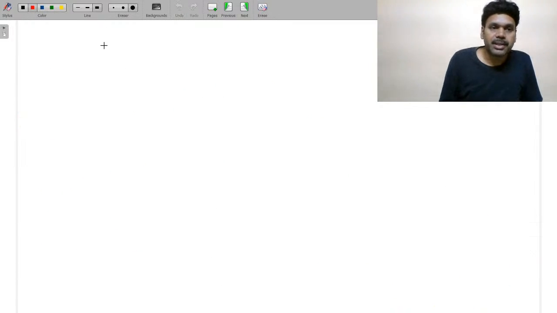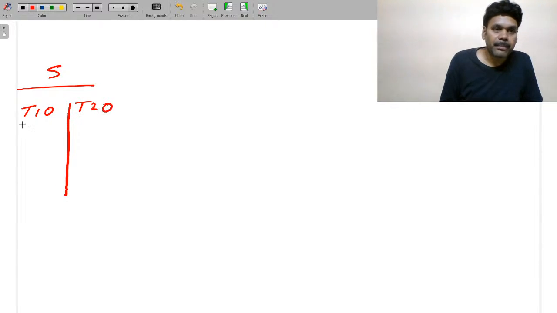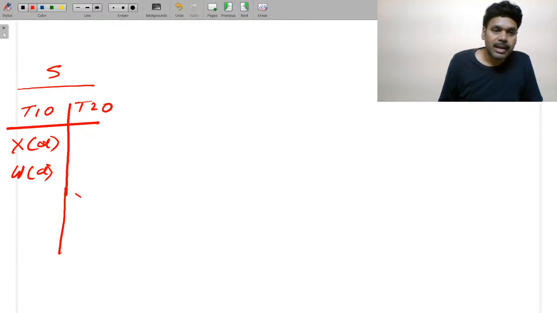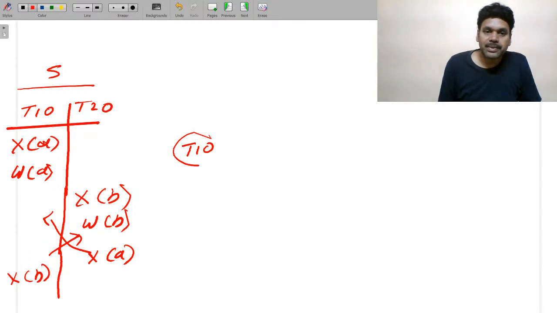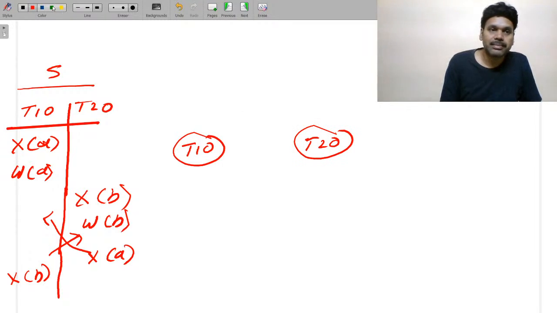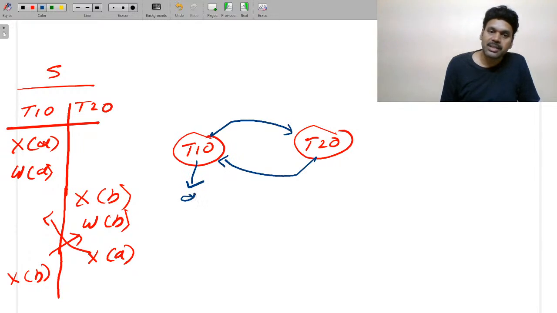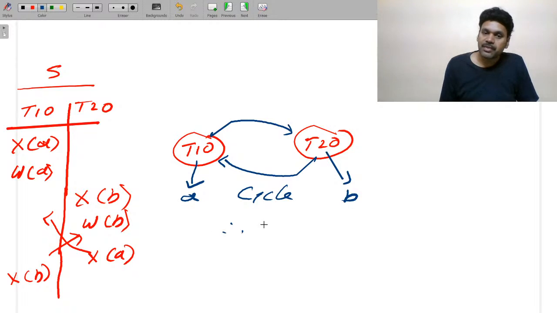So what about wound-wait? XA, WA, XB, WB, XA, XB. This is the situation. So we have T10 here, T20 here, and it is requesting that, and it is requesting this. It is A and it is B. Now there is a cycle. So we confirm it's a deadlock.